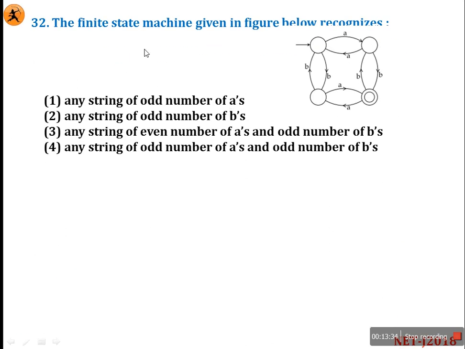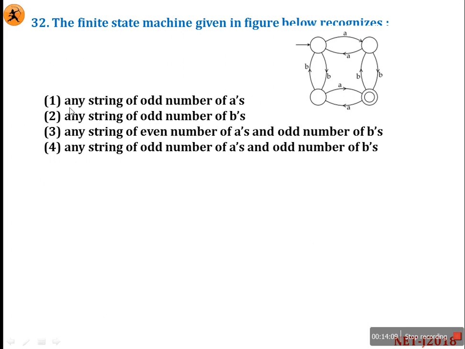Then go for the finite state machine given in the figure. This is a finite state machine. This symbol indicates the start state, and this symbol indicates the end state. For example, if it starts, reads A, reads B, that means 1A 1B, it stops. In this direction 1B 1A, so it means AB or BA.